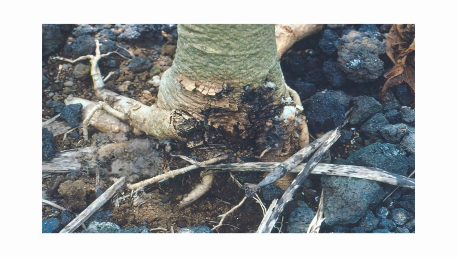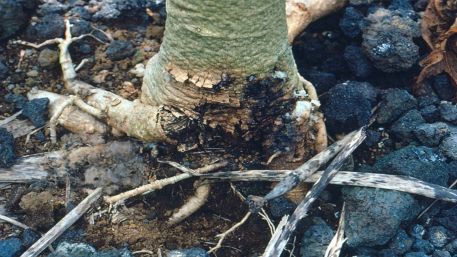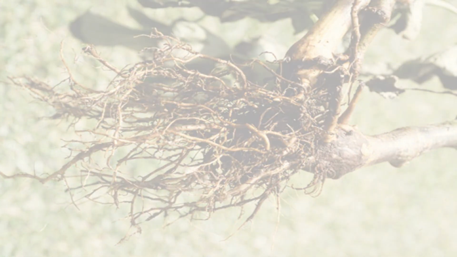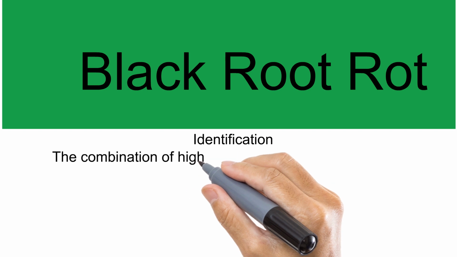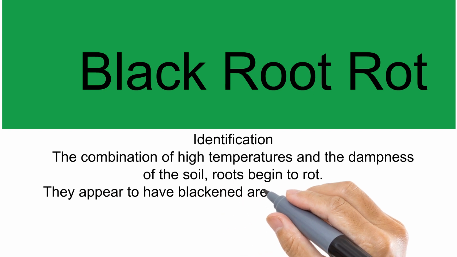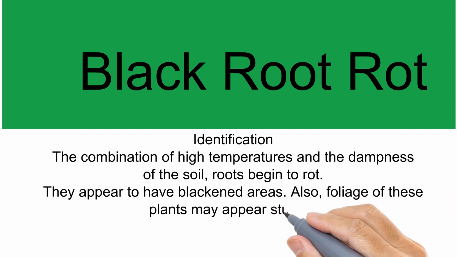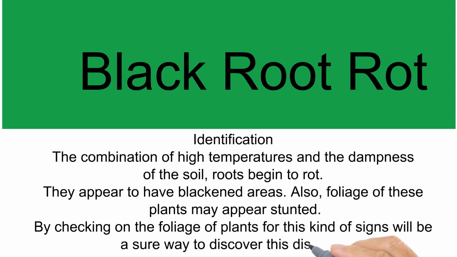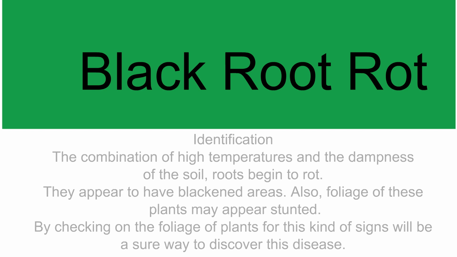Blackroot rot. Blackroot rot is caused by the fungus Thelaviopsis basicola. Plants affected by blackroot rot may show above-ground symptoms that are not diagnostic in themselves and can be confused with other root rot diseases or general nutrient deficiencies. Identification. With the combination of high temperatures and dampness of the soil, roots begin to rot. They appear to have blackened areas. Also, foliage of these plants may appear stunted. Checking the foliage of plants for these signs will be a sure way to discover this disease.